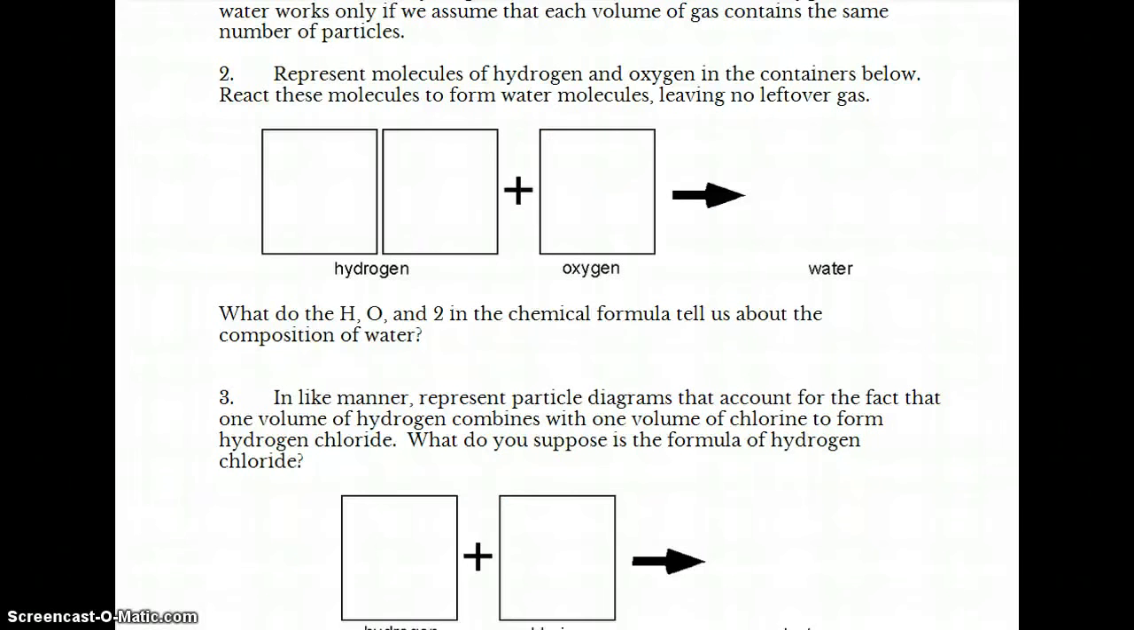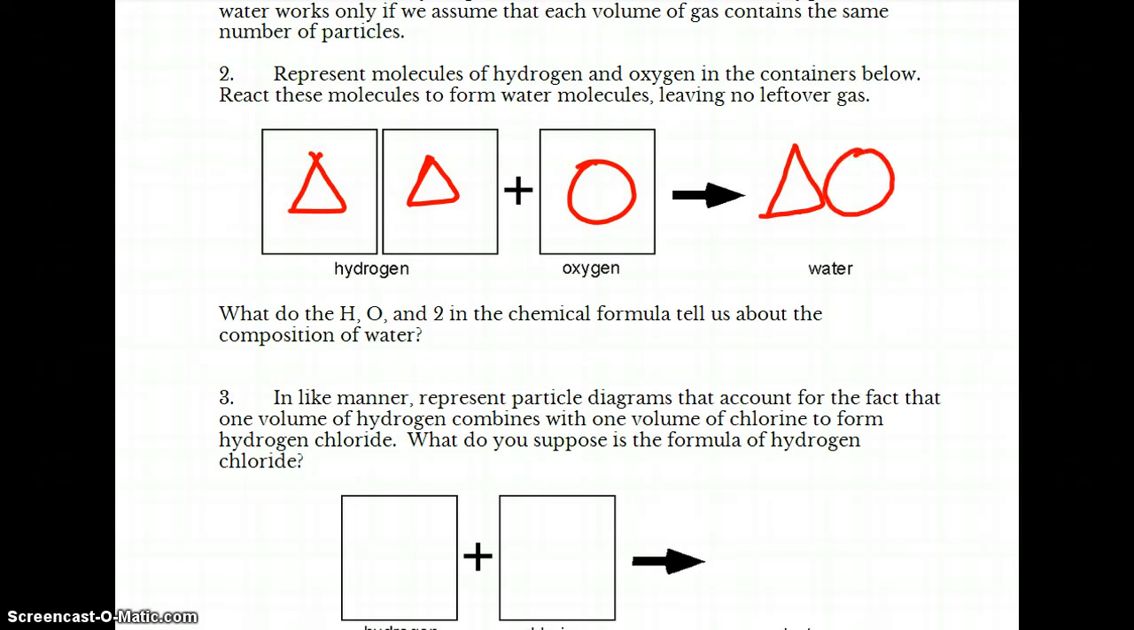Number two says represent molecules of hydrogen and oxygen in the containers below. React these molecules to form water molecules leaving no leftover gas. So if I assume that hydrogen is a triangle, I have two triangles and one circle, that's going to make one water. In a like manner, represent particle diagrams for the fact that one volume of hydrogen combines with one volume of chlorine to form hydrogen chloride.